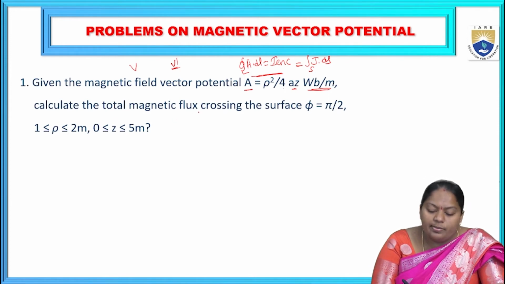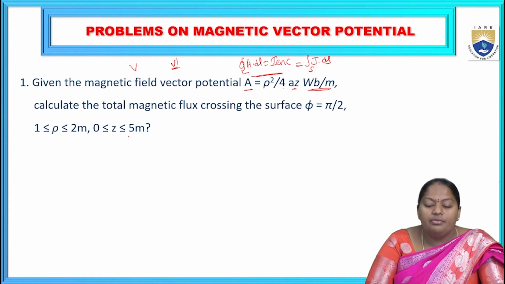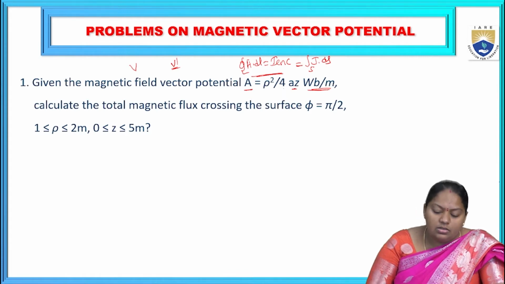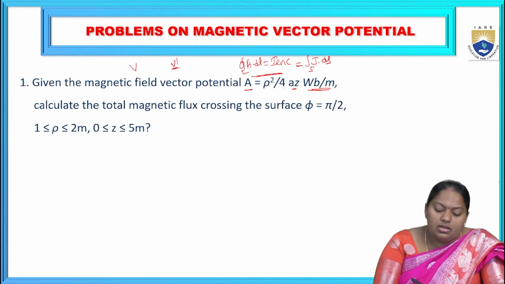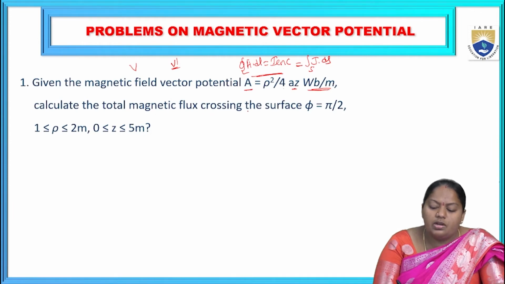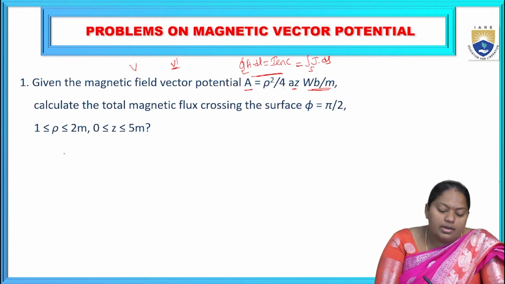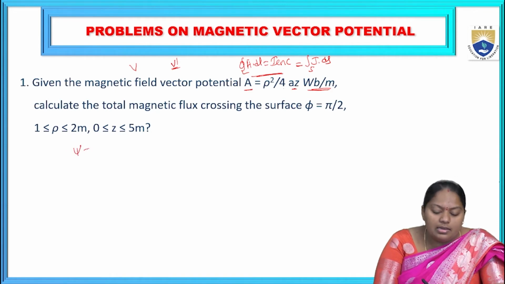Now calculate the total magnetic flux crossing the surface phi equal to pi by 2, with the radius ranging from 1 to 2 meters, and the range of Z given as 0 to 5 meters. Based upon the given data, first we consider the flux passing through the surface. Magnetic flux can be represented with psi, and the formula is psi equal to the integral over S of B dot ds.